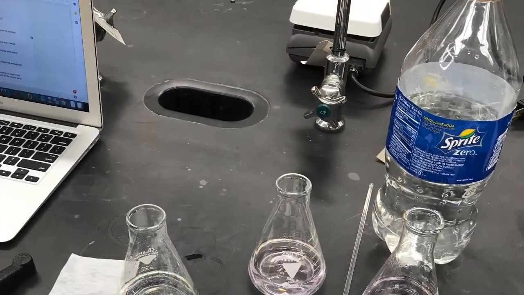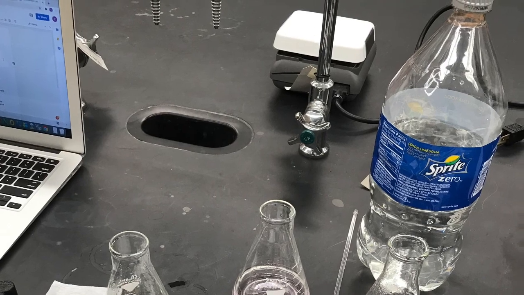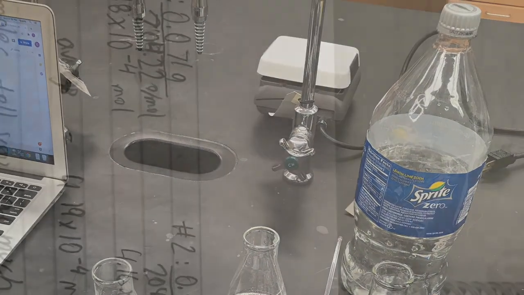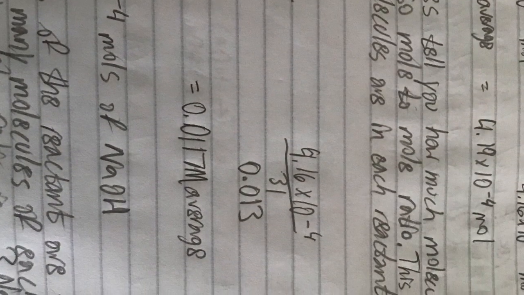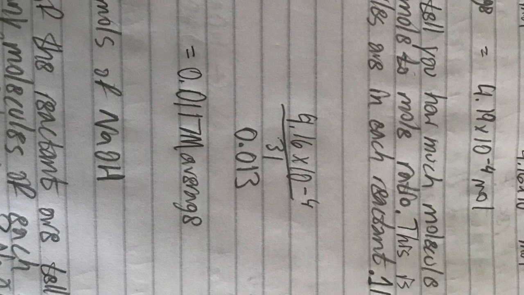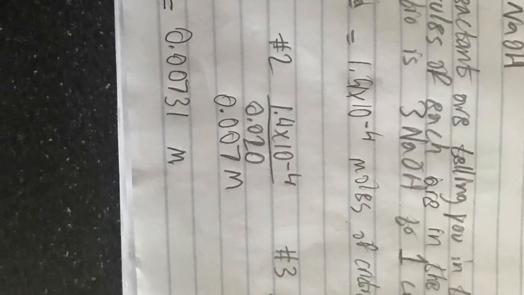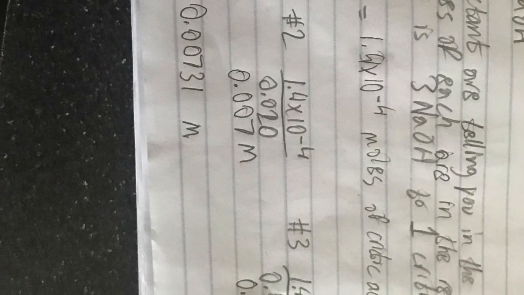And then here are the 3 beakers, all diluted. And here are all the calculations done to determine the moles and the concentration of each, the sodium hydroxide and the citric acid. And that is what a titration is. They're determining the unknowns' concentration.